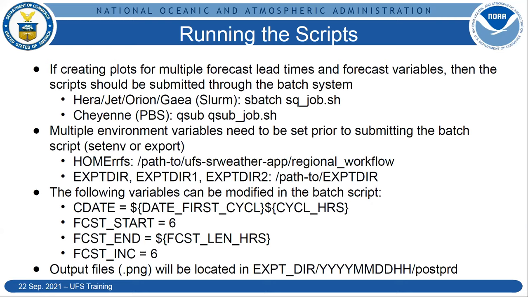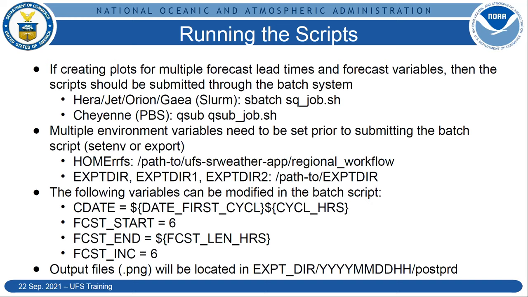The following variables listed here can also be modified in the batch script: your cycle date, your forecast start, and forecast end. The forecast end is initially set to the length of the forecast, but if you, for instance, don't want plots going all the way out to the end of the forecast, and maybe you just want them out to forecast hour 12, then you could just change that variable to 12 in the batch script. And finally, the output files, which will be in PNG format, will be located in the same directory as your grib2 output, that postprd directory, which you specified as the experiment directory earlier on.